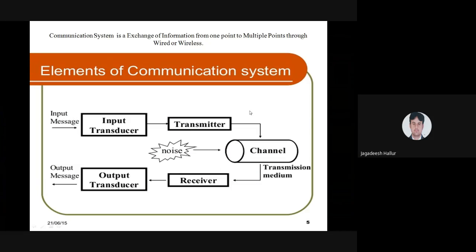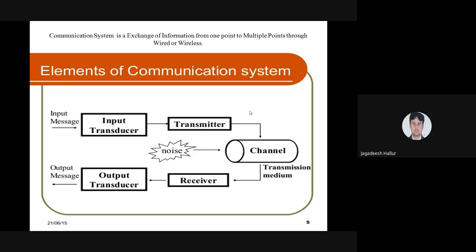The channel is now given to the receiver. A receiver is going to take that particular signal. After taking that particular signal, it has to use some of the blocks in the receiver, that is the decoding function.